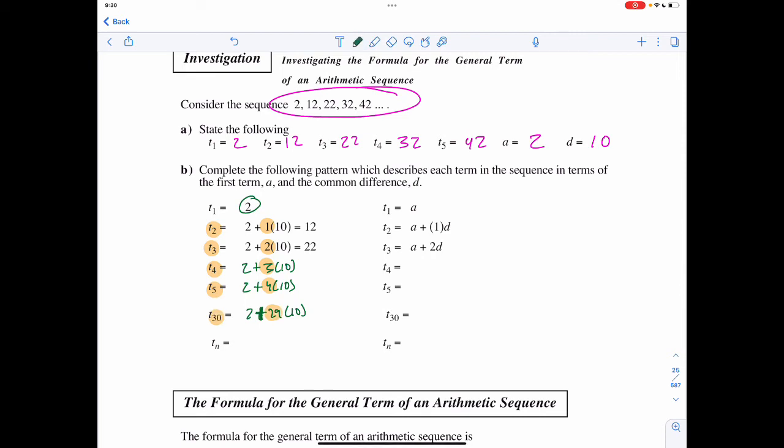Which means that how many times I add it here, it would be 2 plus whatever my term number is, because I don't know what n is here, minus 1 times 10. One less than whatever the term number is times 10.